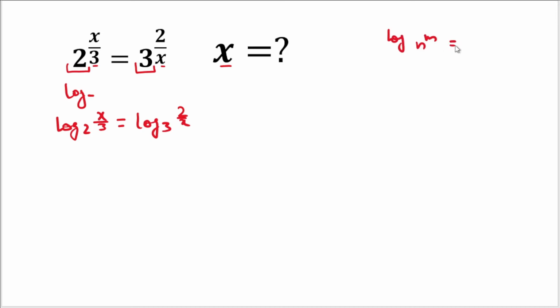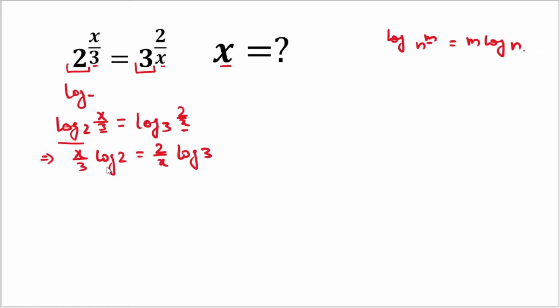The formula is that we take the power m in front, so we write m times log with base n. So here also we will take x divided by 3 in front, and the remaining part is log 2. Likewise, on the right hand side, in front we will take 2 divided by x, so we have log 3.